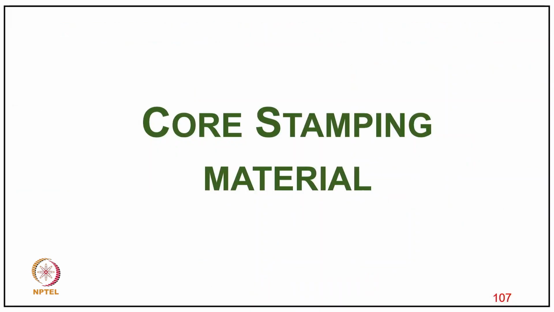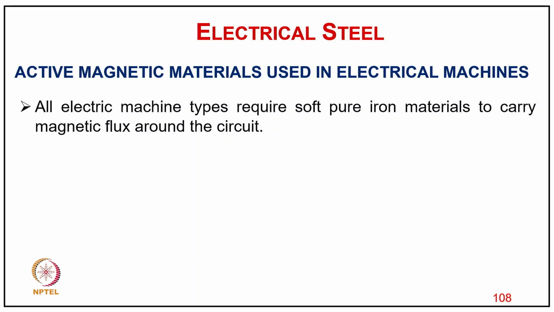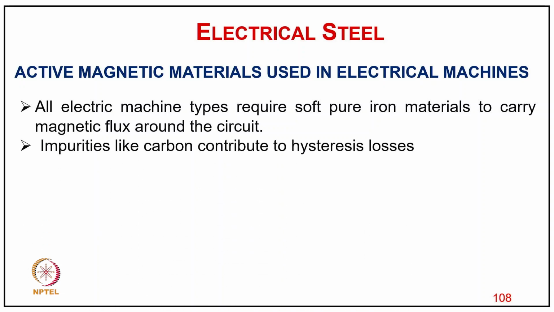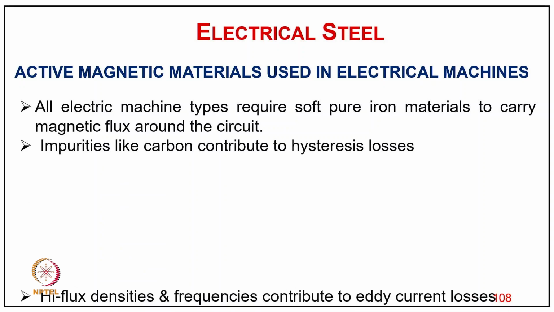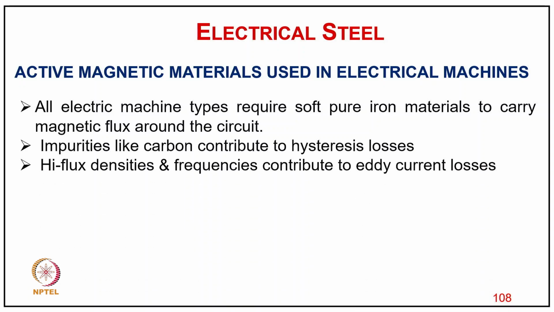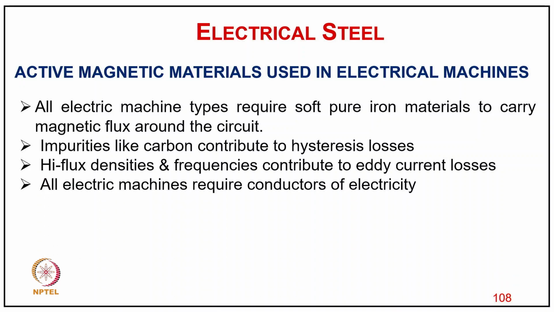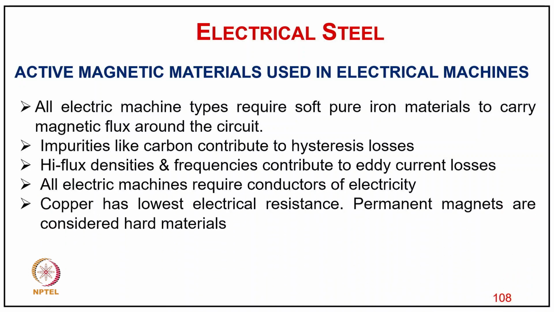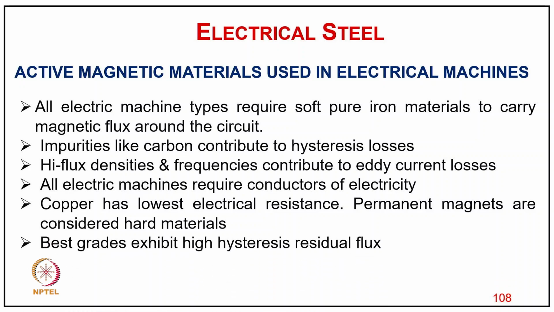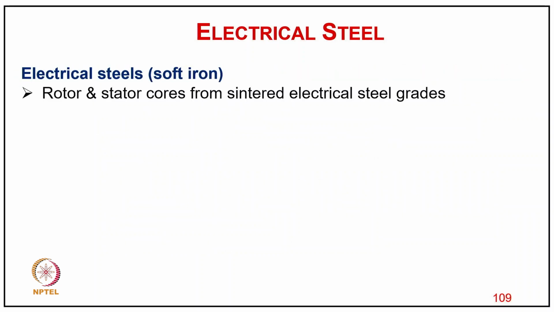Then we have the core stamping material, the active magnetic material used in electrical machines. All electrical machine types require soft pure iron material to carry magnetic flux around the circuit, and impurities like carbon contribute to hysteresis losses, and high flux density and frequency contribute to eddy current losses. All electrical machines require conductors of electricity, and copper has the lowest electrical resistance. Permanent magnets are considered magnetic materials, and base grades exhibit high hysteresis residual.